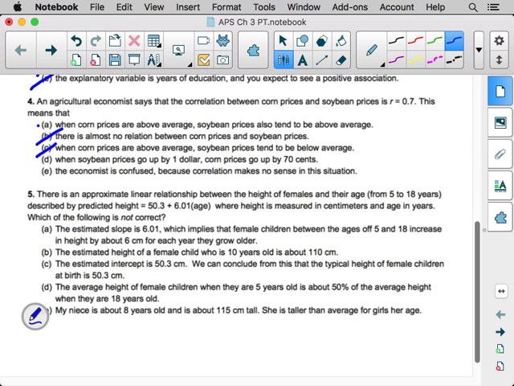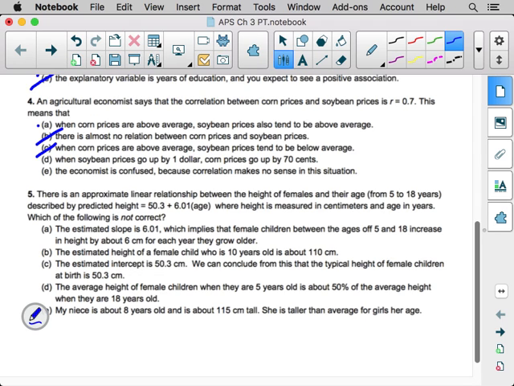D, when soybean prices go up by $1, corn prices go up by 70 cents. Now, this is an interpretation you've seen before, but it's not the right one, is it? What does this sound like? What does it sound like they're trying to interpret? They're trying to interpret slope. Is this slope, though? No.